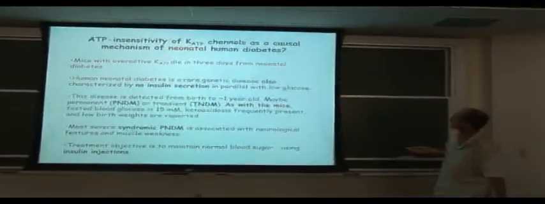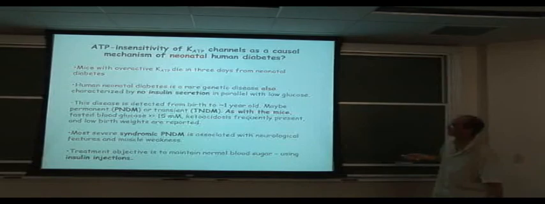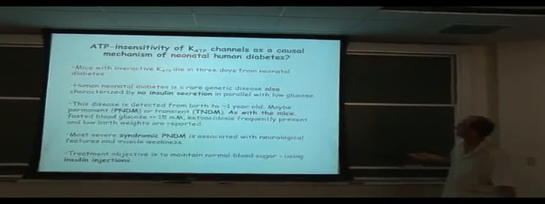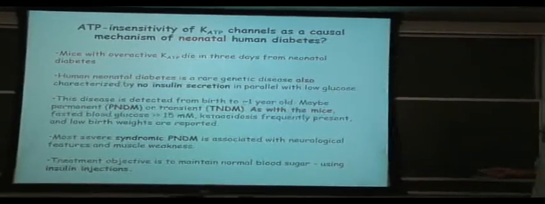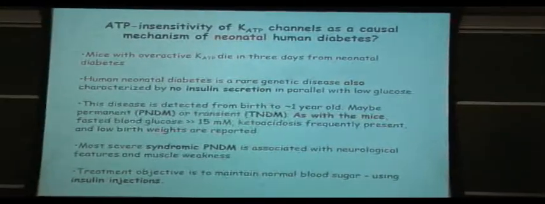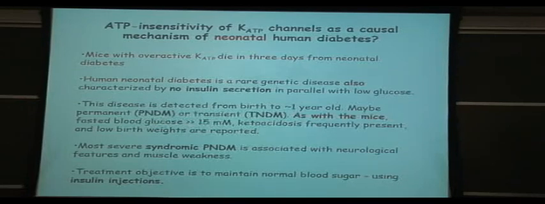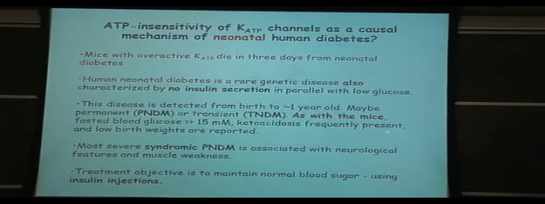Andrew Hattersley in England finally got hold of neonatal diabetics and started typing them, and in fact, these gain-of-function mutations of KATP cause transient and permanent neonatal diabetes. This is a rare genetic disease, but it's just the same as the mice, characterized by no insulin secretion in parallel with high glucose. It's detected normally between birth and a year old. It can be permanent or transient. These babies have very high blood glucose. They often have ketoacidosis.